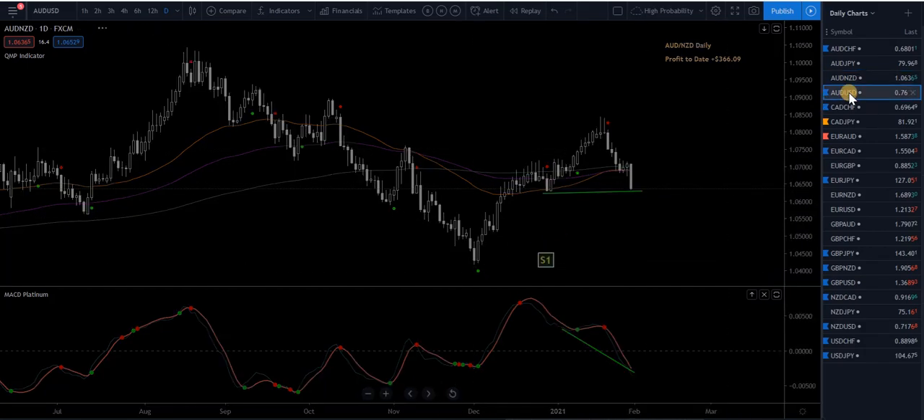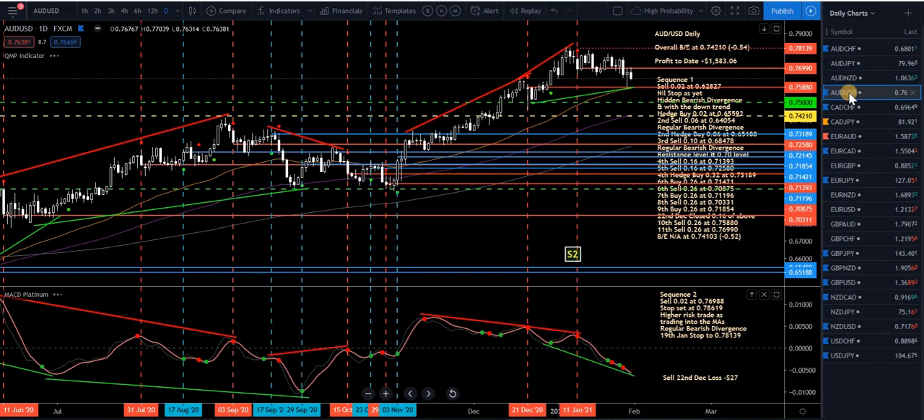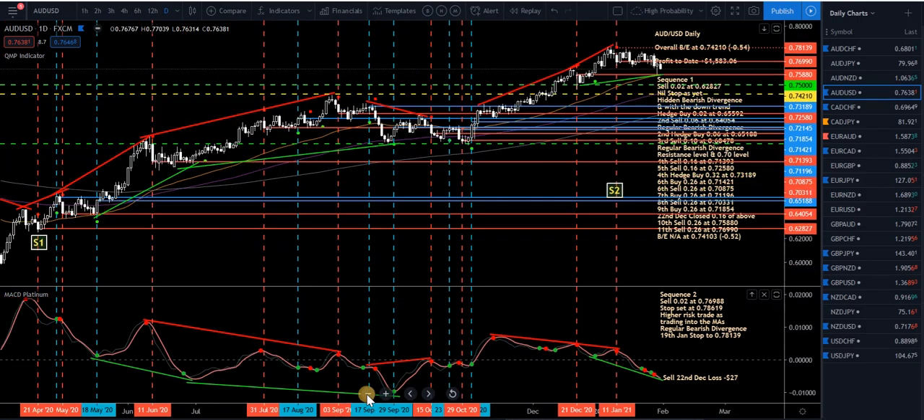So Aussie USD, this is one I like, the Aussie Swiss old sequence from way back. Sequence 1's all the way back here. You'll see the same on the New Zealand, exactly the same. This thing's been going up, up and up and up, and the MACD really has been going down, down, down. So there's a lot of long-term divergence.